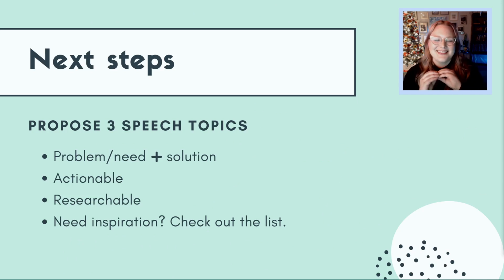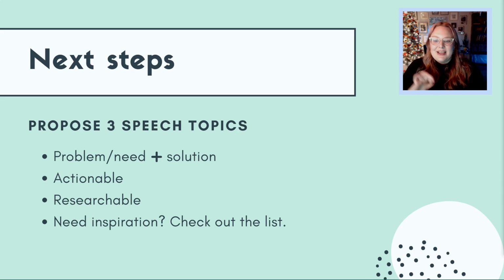So let's talk next steps going from here. The next thing you're going to do is propose some potential speech topics. Now, these are not blood oaths. If you end up changing your mind and hating these speech topics in the next 24 hours, that's okay. You can change them. But I want us to start getting some practice putting together these speech topics using problem or need plus solution. First comes the problem or the need, then comes the solution.